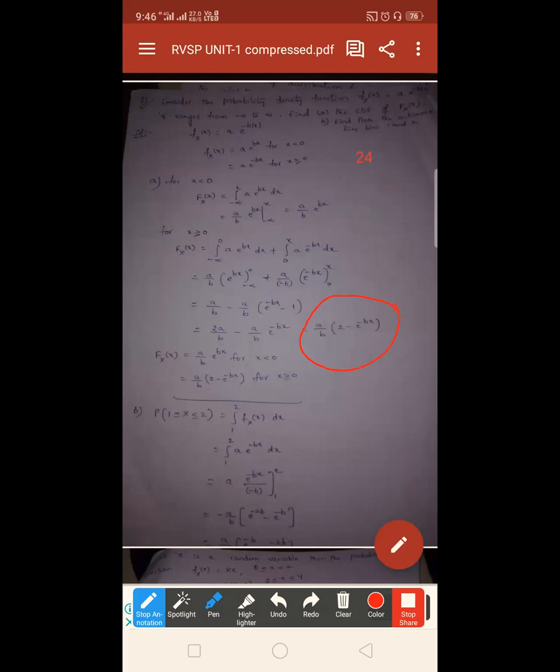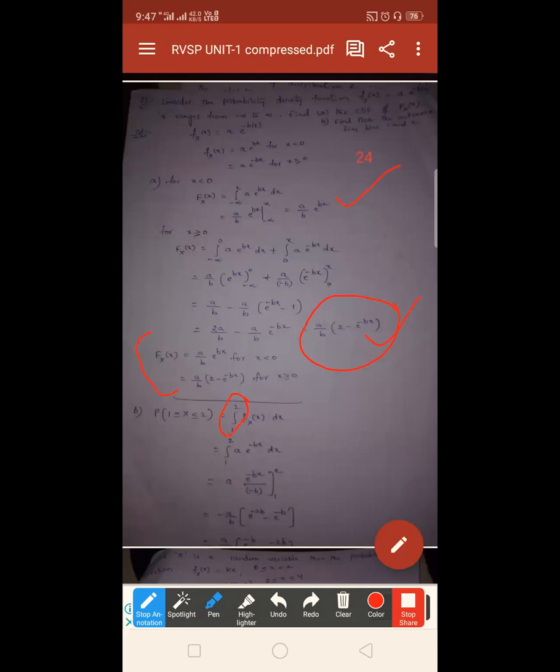So here for x less than 0, you have got this answer, and for x greater than or equal to 0, you have got this answer. Now you have to write here. Next, for the second bit also, you have to take the limits of integration as 1 to 2 because the outcome must lie in between 1 to 2. So here, which is equal to integral 1 to 2 small fx of x dx.